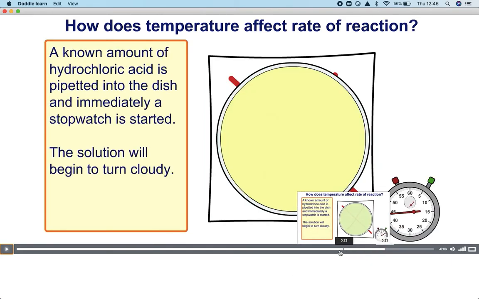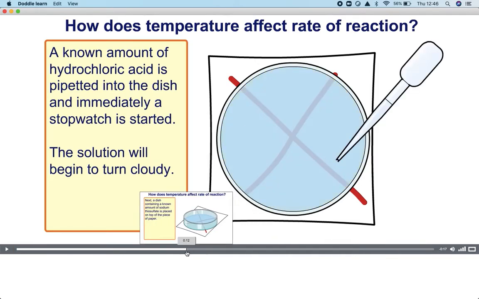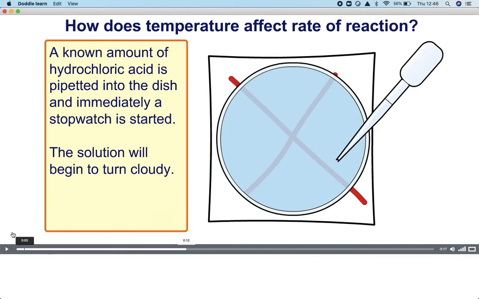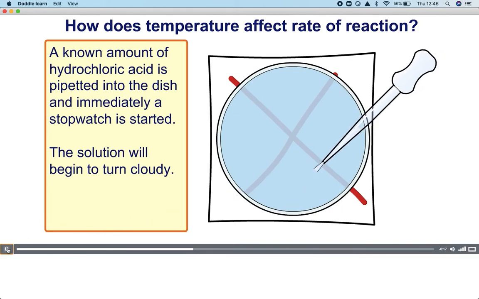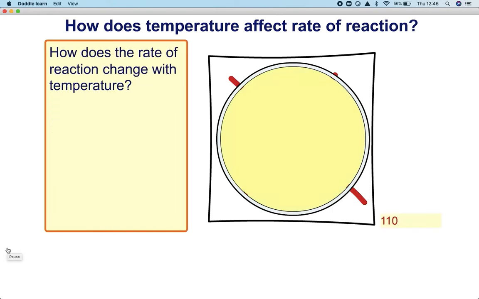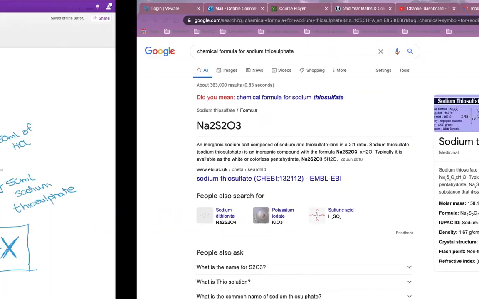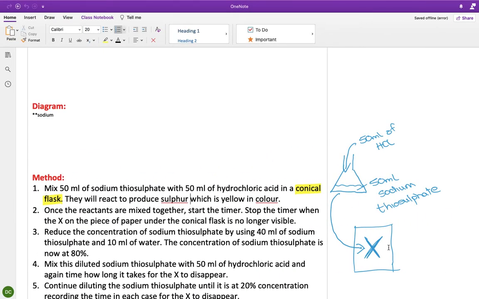Right, so we're not going to use it in this way. Okay, let's watch that one more time. So once the hydrochloric acid goes in, so there's the hydrochloric acid going in, once it goes in, start the timer. You will immediately start to see a colour change, but you're waiting until the X has completely disappeared from view around there, and then you record the time. Okay? So that's what it looks like. That's what we're going for here.